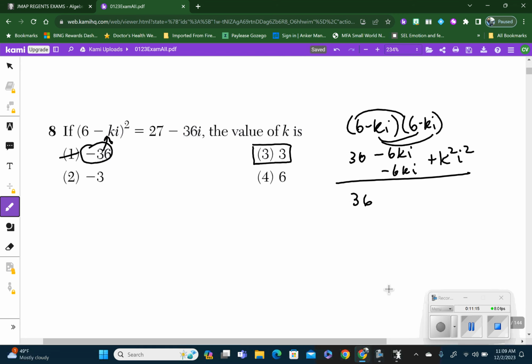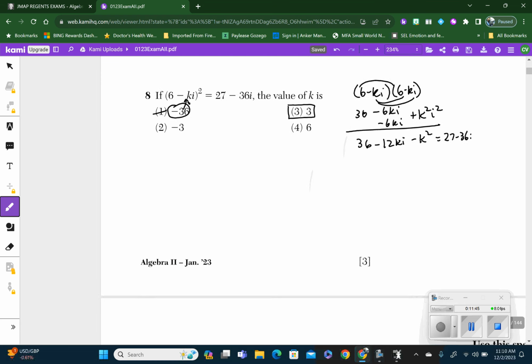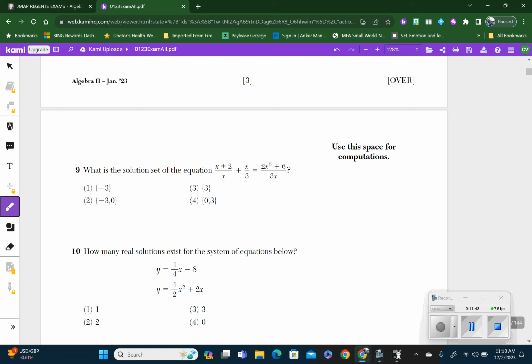36 minus 12ki plus k squared, and then i squared is equal to negative 1, so that's going to be minus k squared, and then we want to see if that equals 27 minus 36i. And then you can plug in the numbers here. In my opinion, doing the first way is definitely a lot easier. And you're done.